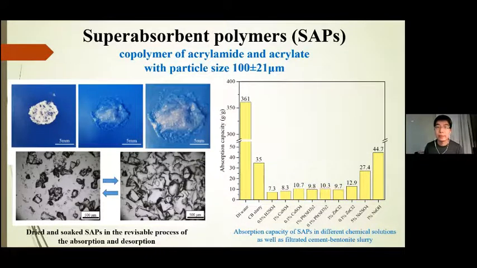In the right figure, you can see the SAP we used is supplied by BASF, a German chemistry company. In deionized water, this SAP can absorb up to 360 times the water of its own weight. But in other solutions, the absorption capacity can decrease significantly, though it is still pretty good. For example, in cement bentonite slurry, the SAP can still absorb about 35 times the water of its own weight.